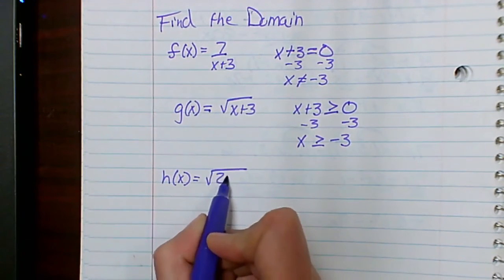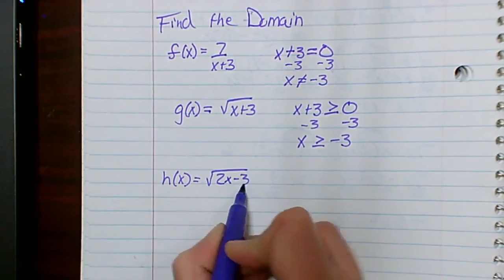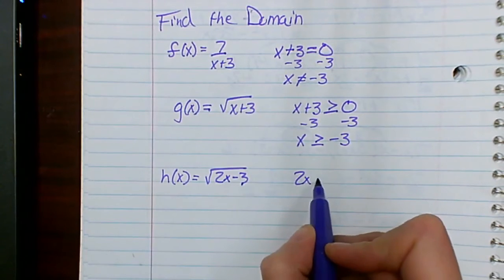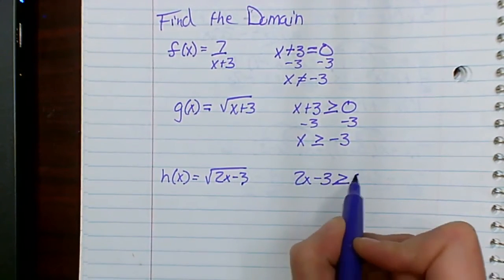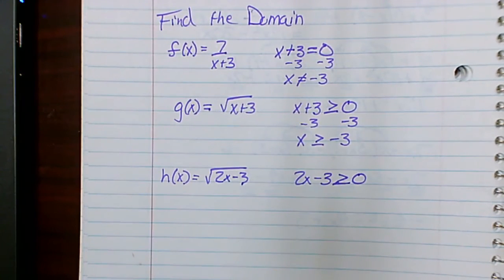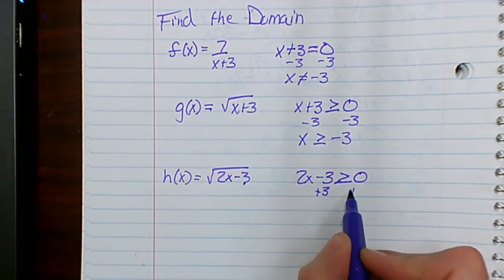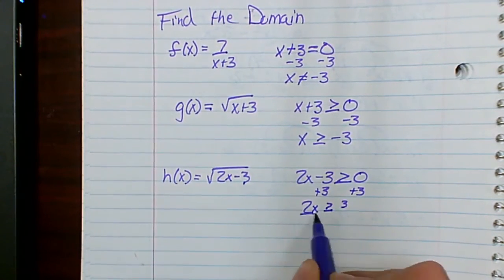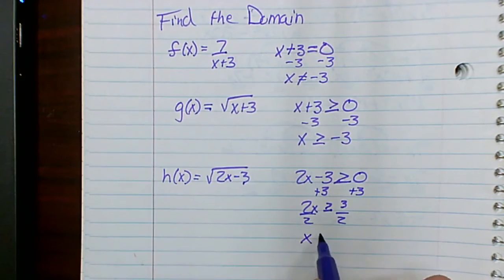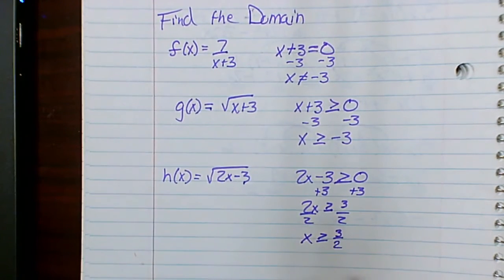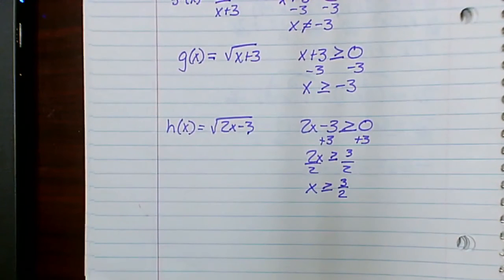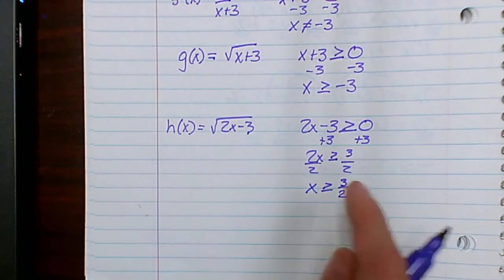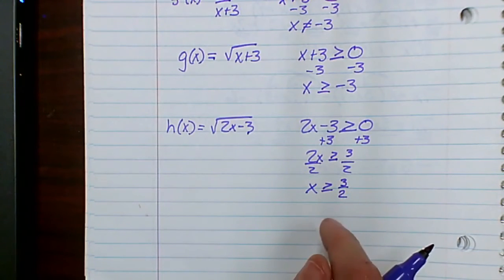Square root of 2x minus 3. Well, whatever you have under the square root, it has to be positive or 0. Solve for x to pinpoint exactly what x can and can't be. So x has to be greater than or equal to 3/2. If you were to graph this, that's okay if you say that's 1.5. Algebraically, 3/2 is fine.